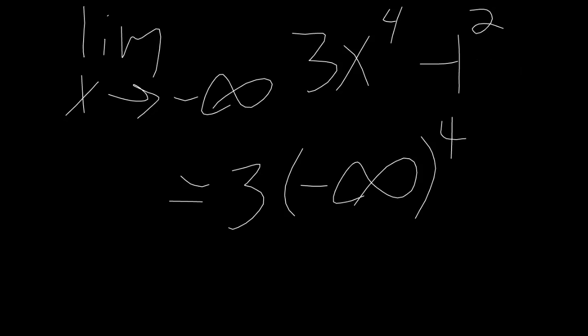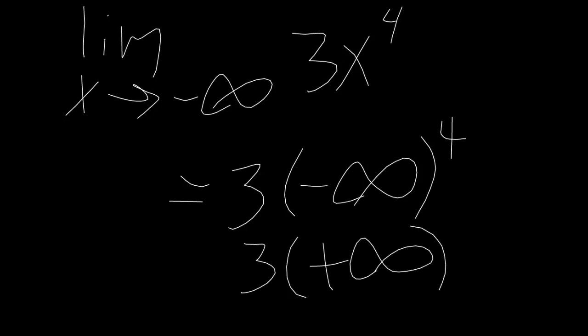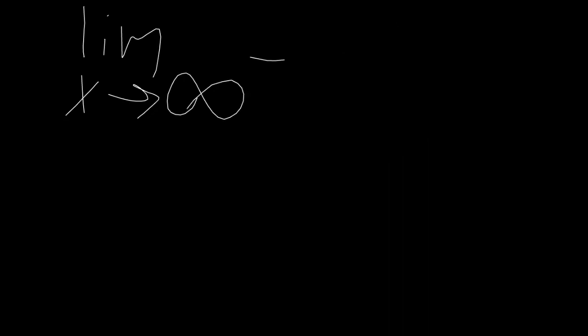So we have plus 1. The same case applies to 4. So any negative value times another negative value will always produce a positive. So we have 3 times positive infinity, which will just produce an even bigger number. Let's look at this example.